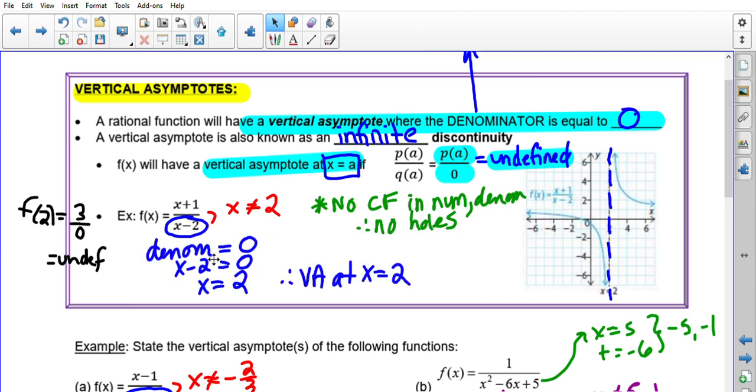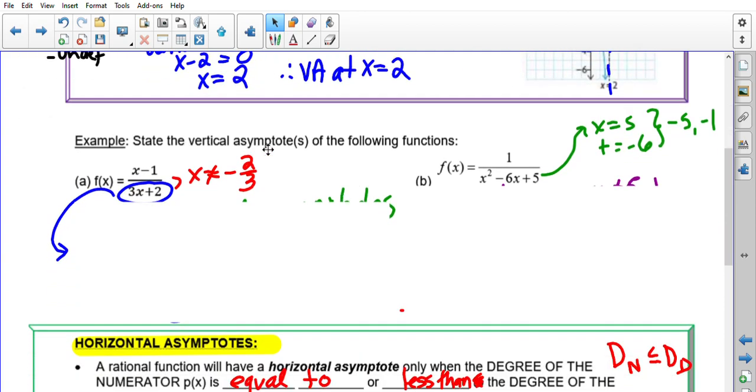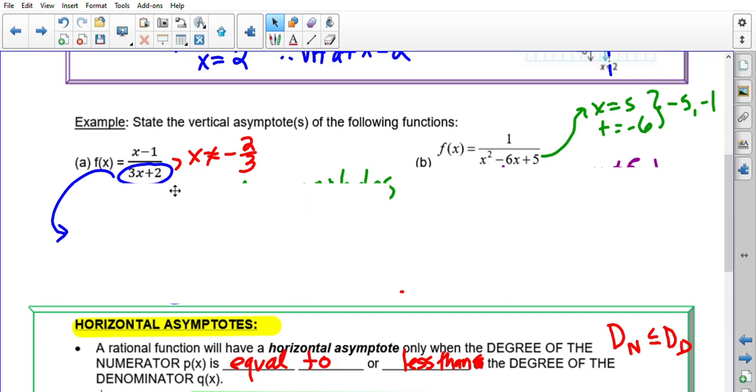So I notice that, I say, okay, the denominator, when does that equal 0? And that is how I can find my vertical asymptote. So x minus 2 equals 0 when x equals 2. Therefore, there's a vertical asymptote at x equals 2. And as you can see, this function would be graphed like this. It will have those two L brackets, and it will have its vertical asymptote there. All right, let's try some more examples. State the vertical asymptotes of the following functions.